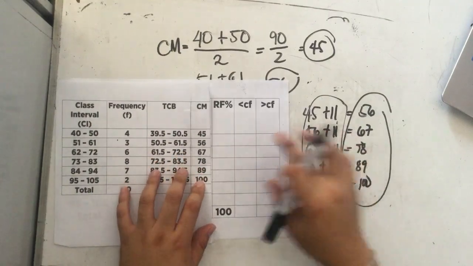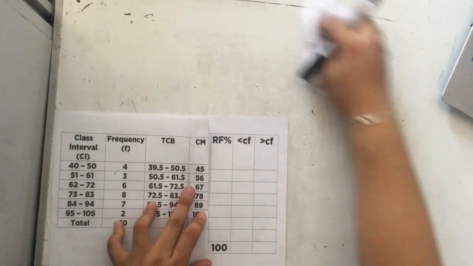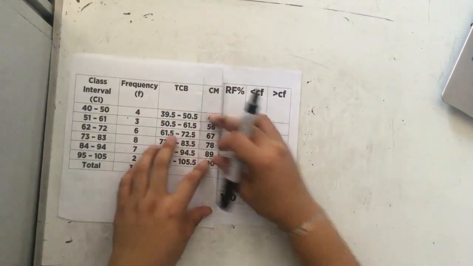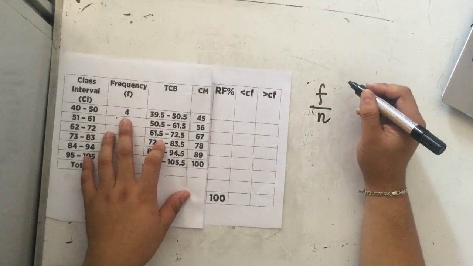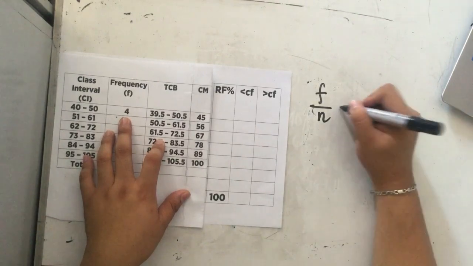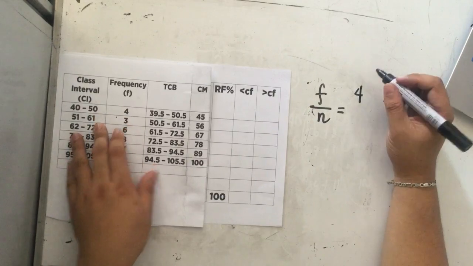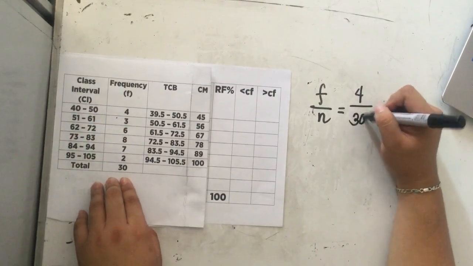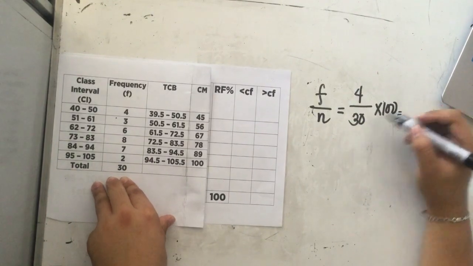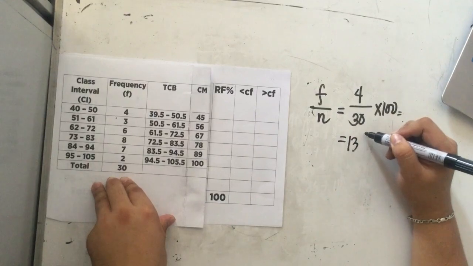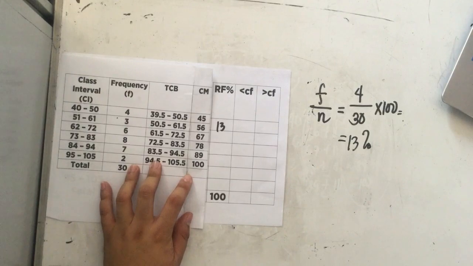Okay, next we have our relative frequency. For our relative frequency, it is in a percentage form. So kinukuha lang natin si frequency over yung n ng ating class interval. So for example, in our first class interval, our frequency is 4, divided by the total number, we have 30, times 100. So we'll be getting 13, so 13%, kasi in a percentage form siya.